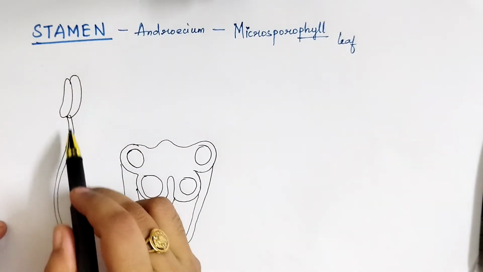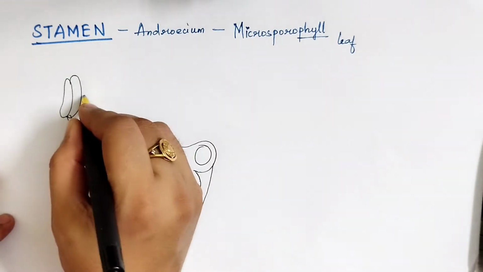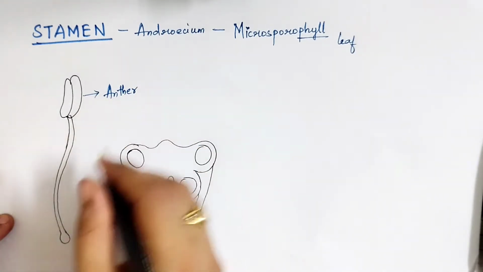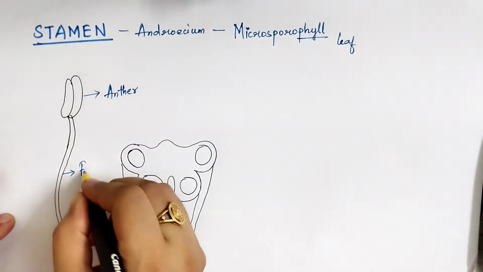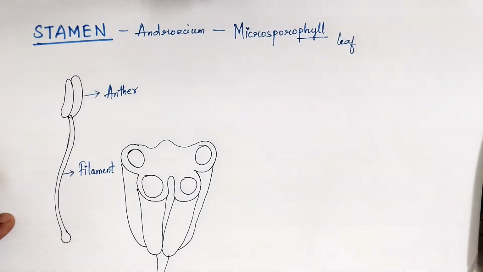Now, this is the structure of a stamen. Each stamen consists of two parts. The first part is called the anther and the second one is called the filament. The anther and the filament.